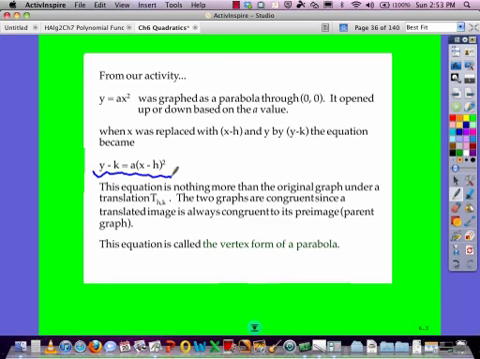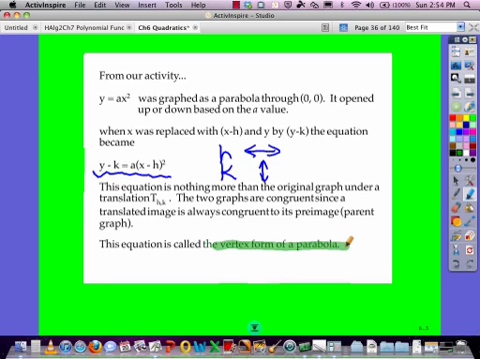How far has it been slid? Left or right is h, and k is up or down. h is the left or right movement. k is the up or down movement. The two graphs are congruent since they are translated images. You're not making them bigger or smaller. And a translated image is always congruent to its pre-image or parent graph. This equation will now be called vertex form of a parabola.